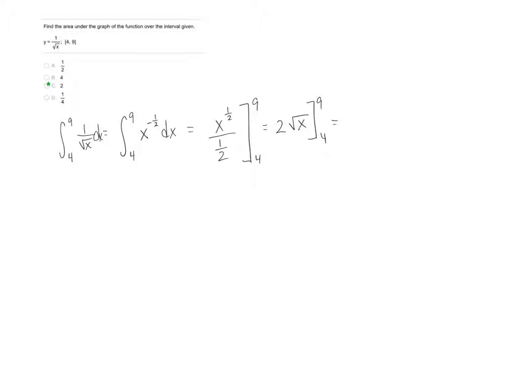So now, I'll just plug these in. 2 times the square root of 9, minus 2 times the square root of 4, which is 2 times 3, minus 2 times 2, or 6 minus 4, which is 2. And that is the correct answer for this one.